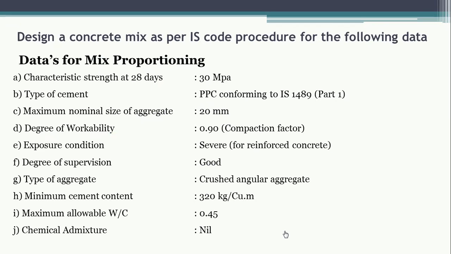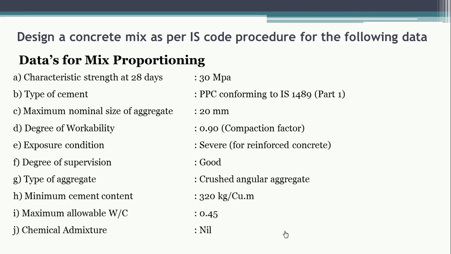Design a concrete mix as per IS code procedure for the following data. These are the data for mix proportioning. Characteristic strength at 28 days, 30 Newton per mm square, that is fck. Type of cement: it is PPC, that is Portland Pozzolana cement.